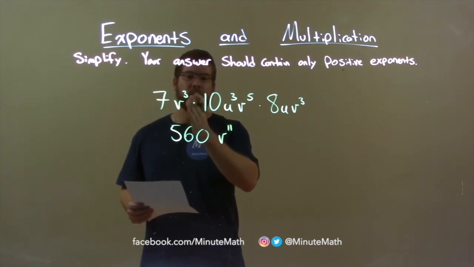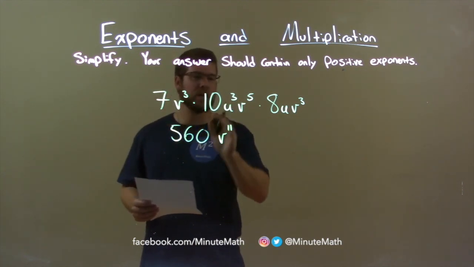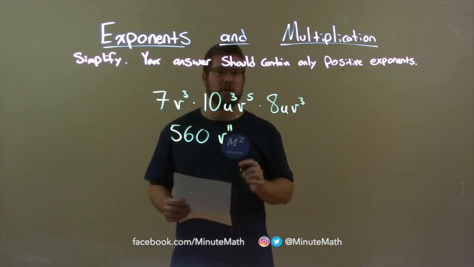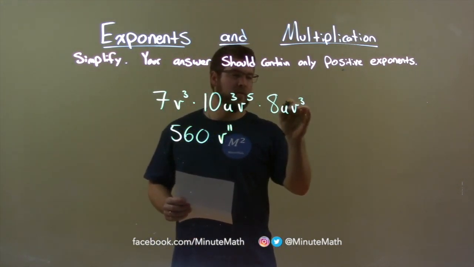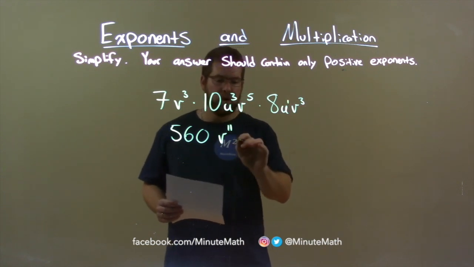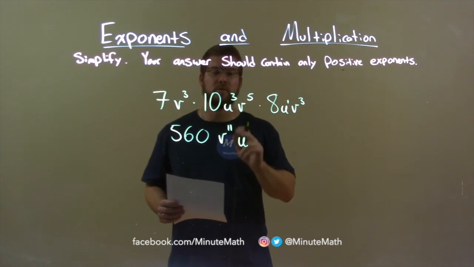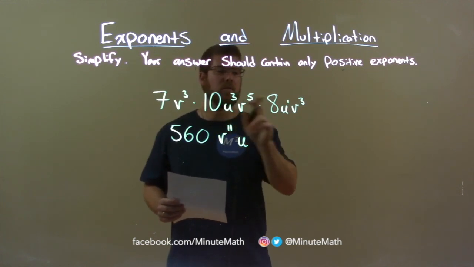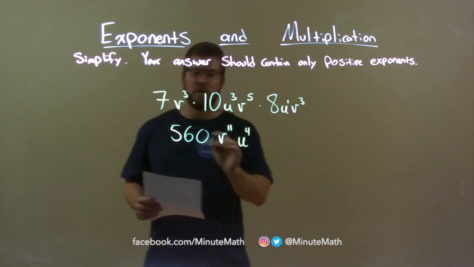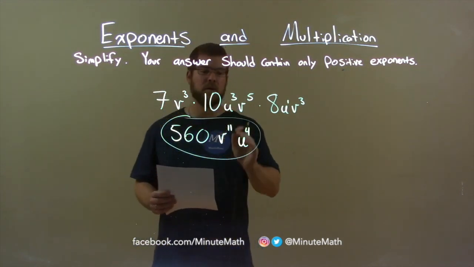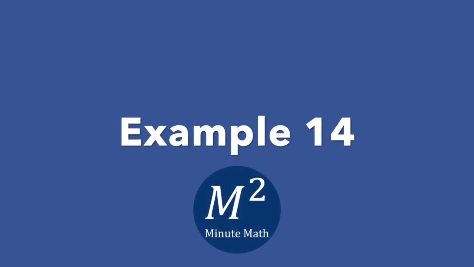Next variable I see, well, I'm done with the first term. Second term, I see a u. I have a u to the third power and one u here. So that u can be written as u to the first power. When we multiply u to the third times u to the first, we add the exponents again, and 3 plus 1 is 4. And so my final answer is 560 v to the 11th power, u to the fourth power.